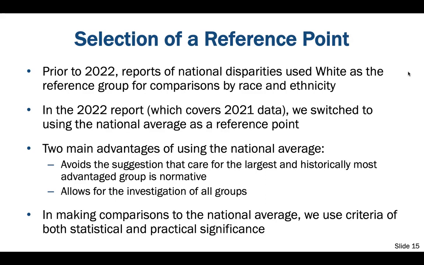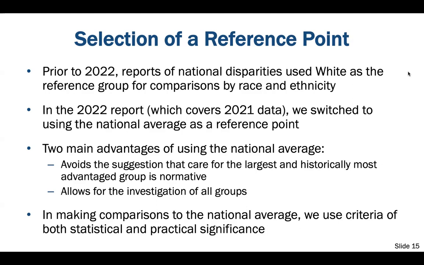In all this work for CMS, we've used joint criteria of both statistical significance and also practical significance. And for the most part, the practical significance criterion that we have used has been a difference of 3 points on a 0 to 100 scale, which is described as a moderate difference in a 2018 article by Denise Quigley.